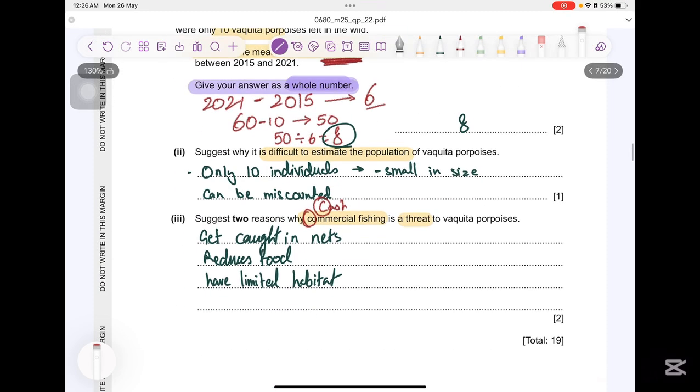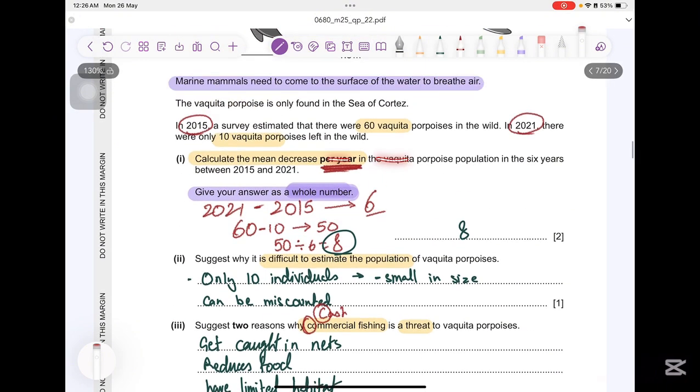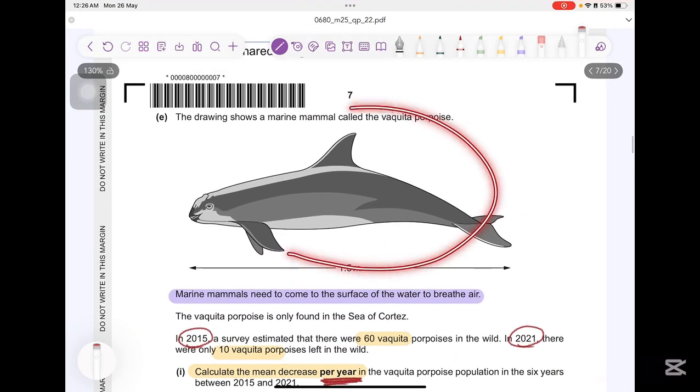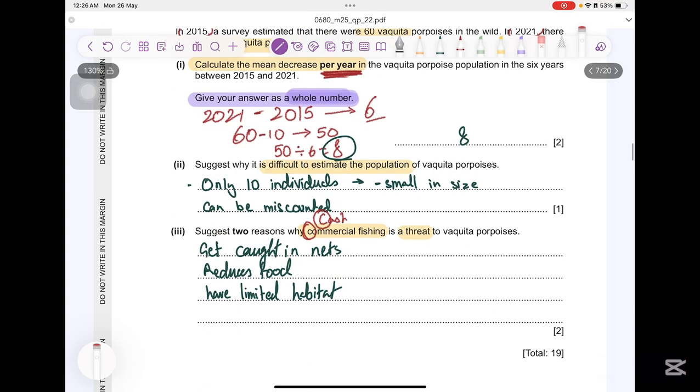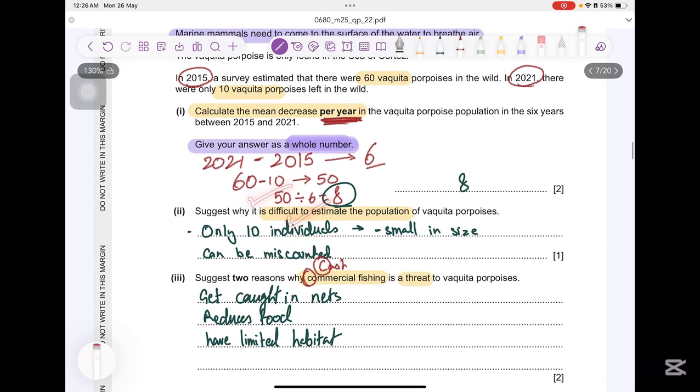Suggest why it is difficult to estimate population. Of course, that's a whale. That's a mammal. That's an organism that moves, so you can miscount it. So miscounting it, only 10 are available. We're talking about 2021, so only 10 are available. And its small size makes it hard to determine anything.